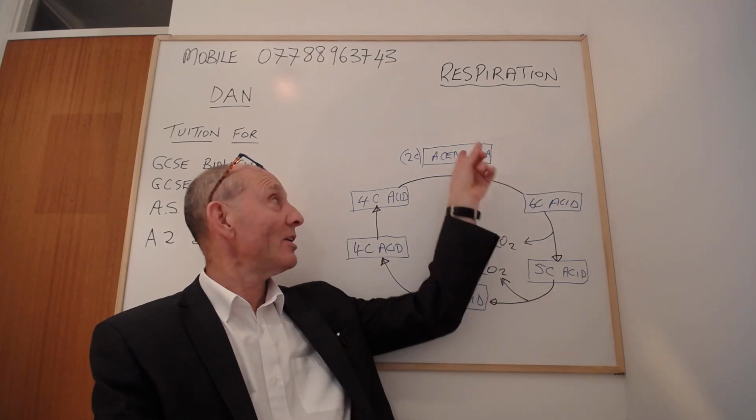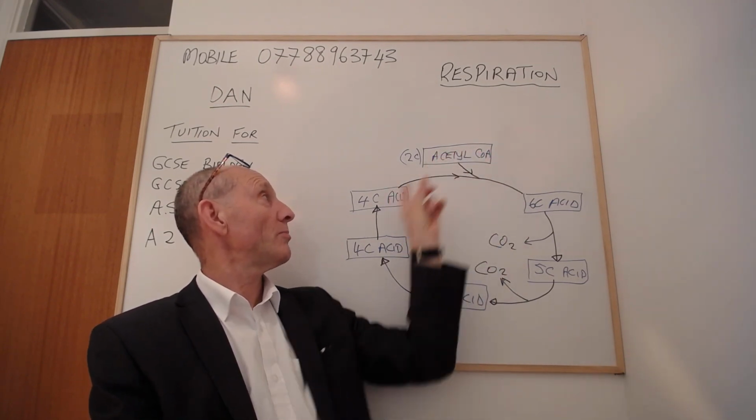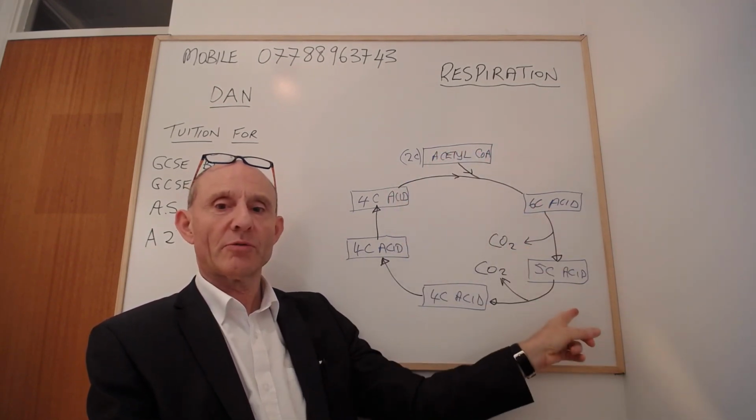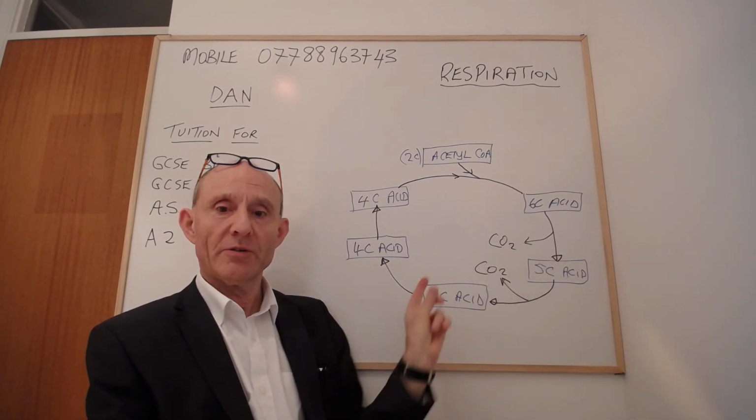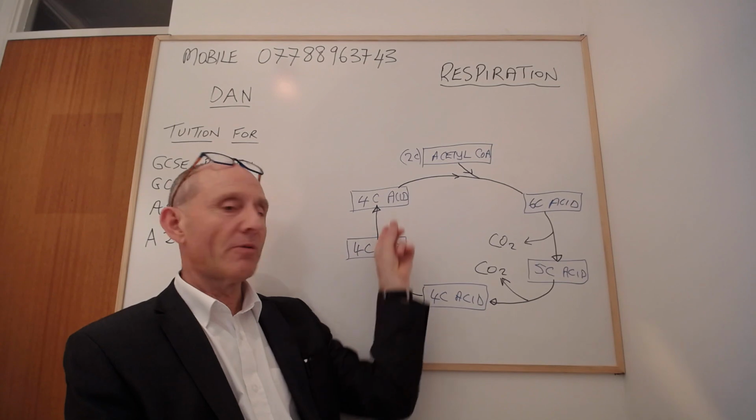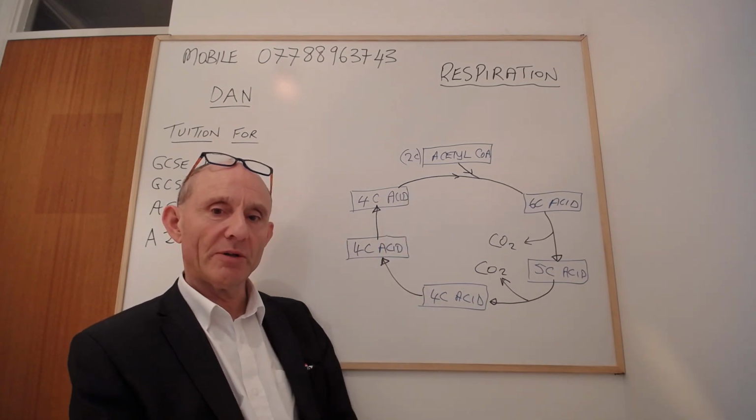And look at the pattern. 2 plus 4 gives 6. 6 goes to 5 with CO2 released. 5 goes to 4, another CO2 released. And then you just stay at 4, so there are no more CO2s released then.